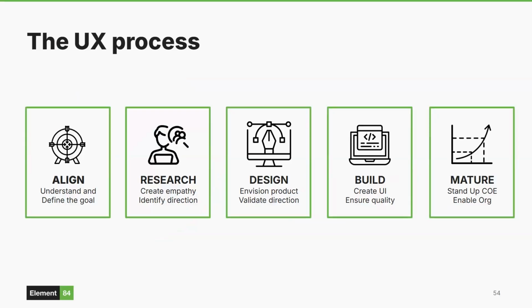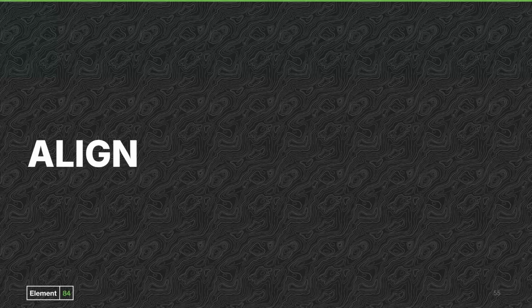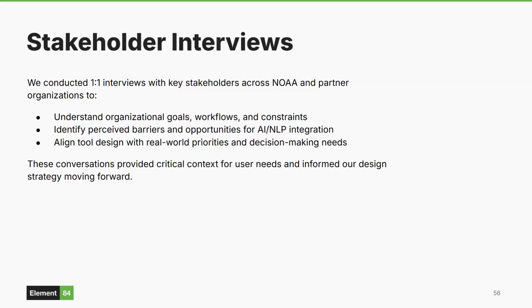Okay, so here is a quick refresher on our UX process. We want to make sure that we align, research, design, build, mature. These are vague buckets right now. How do these come into play when we're working with these digital platforms? So to start, we want to align. To align, we conducted stakeholder interviews.